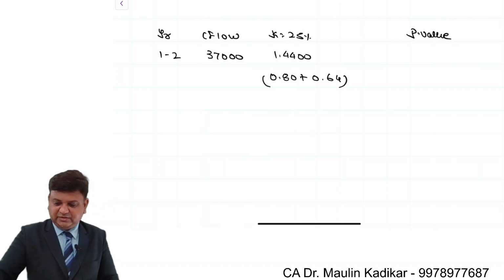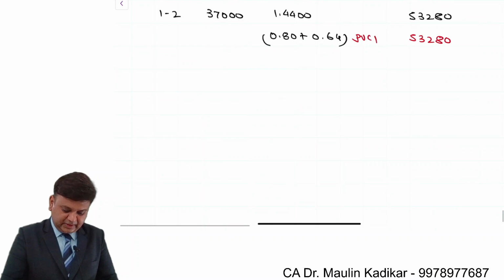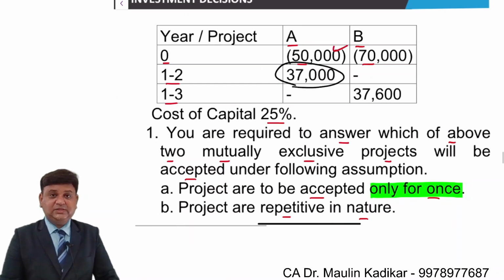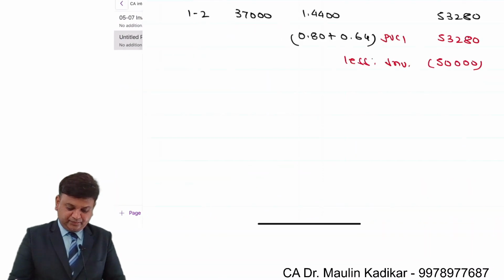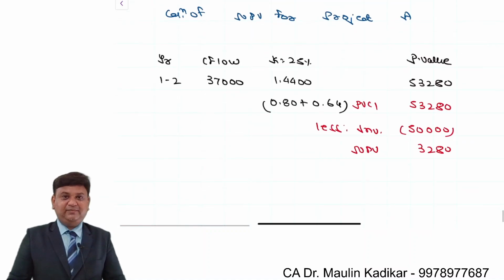Based on that, the present value is found to be 53,280. This is the present value of the cash inflow, less investment. Amount of investment is 50,000. And the difference of both of them is NPV, that is 3280. This is the way NPV can be calculated for project A.